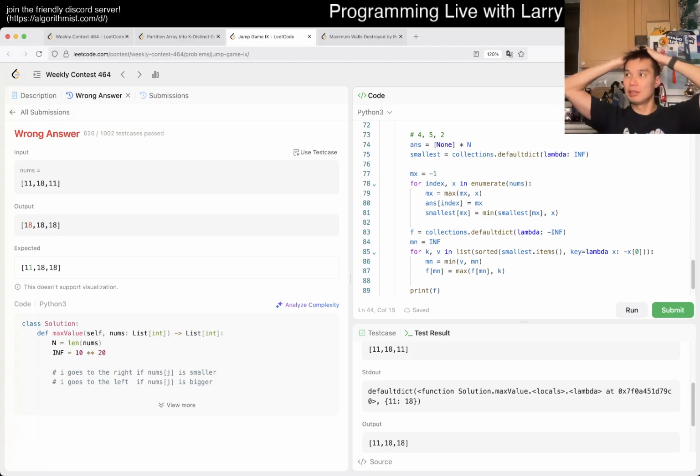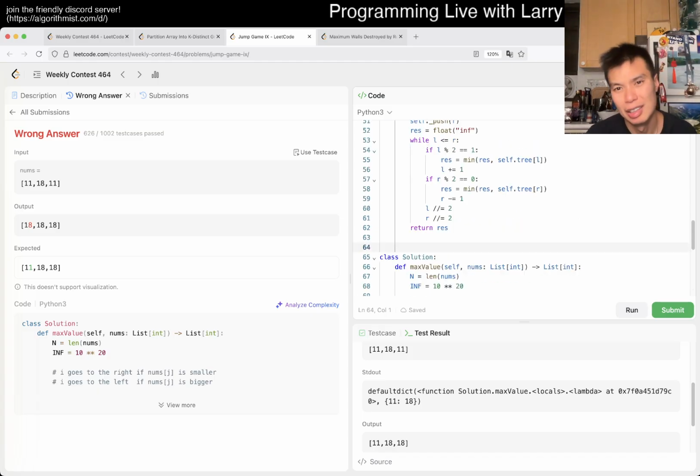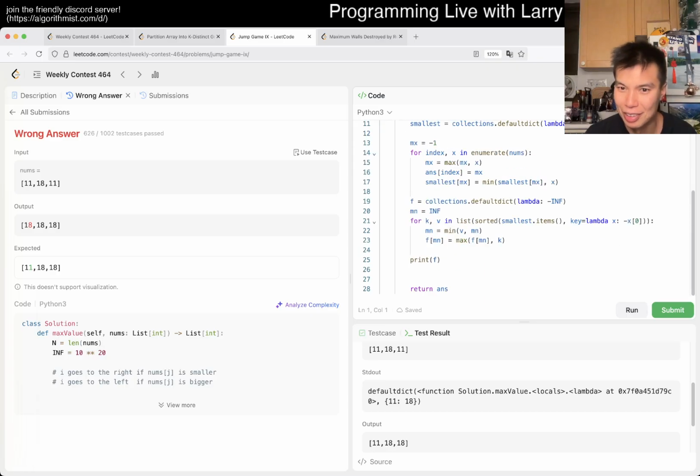Do you want the min? No, you don't want the min. I mean, you want the min. It would be nice to have the min, but what you actually want is some sort of mono stack, right? Because you want. No, you want the min. Maybe it's not a segment tree. Today is just a struggle.